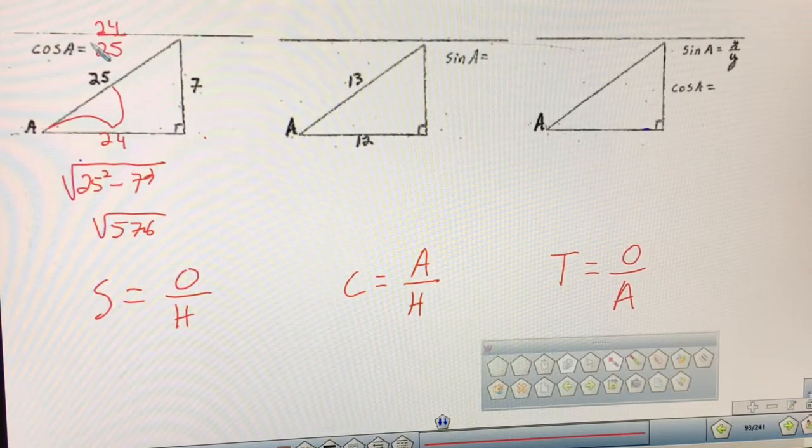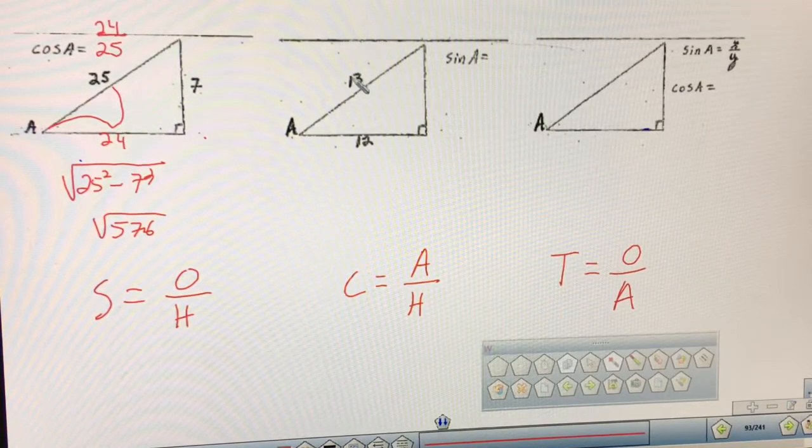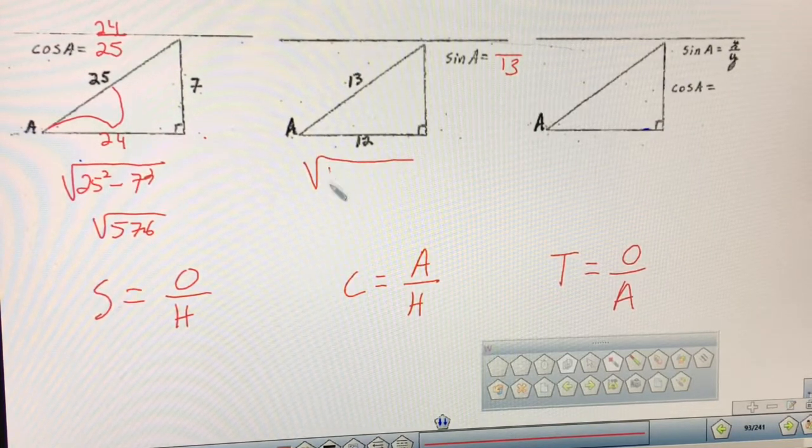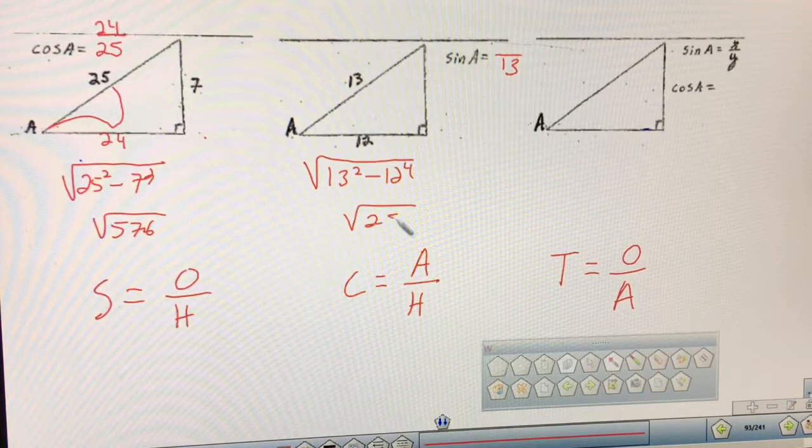Now the Pythagorean theorem problem. They want me to find sine of A. So it's going to be opposite over hypotenuse. So it's going to be something over 13. So I have to use the Pythagorean theorem again. When I'm not finding the hypotenuse, when I'm finding the leg, I have to subtract them. So that's going to be 13 squared, 169 minus 12 squared, which is 144. That's going to give me 25, and that's going to be a 5, 12, 13 right triangle. So the side opposite is going to be 5, and the hypotenuse is 13.